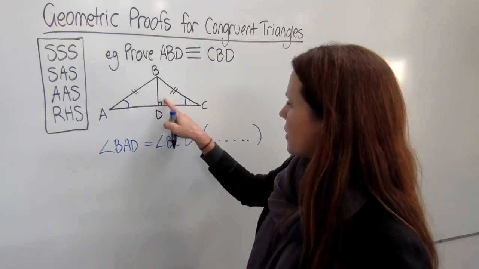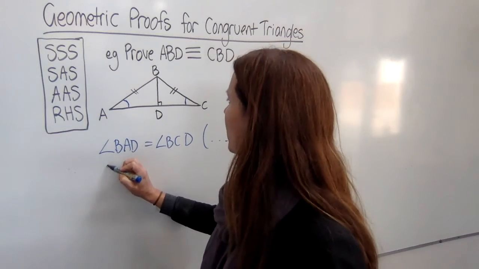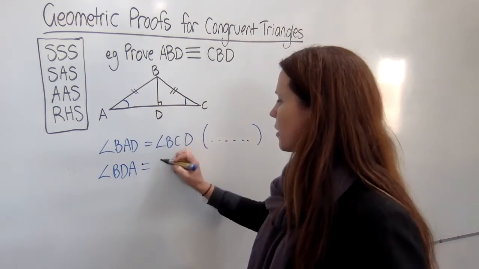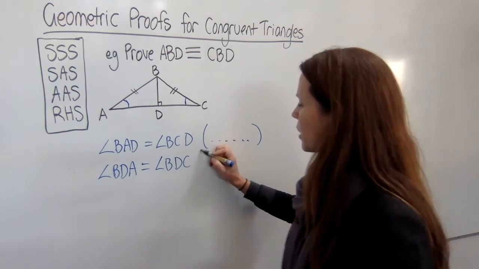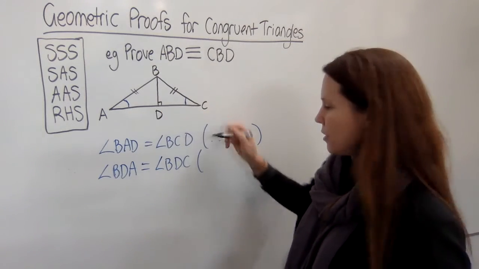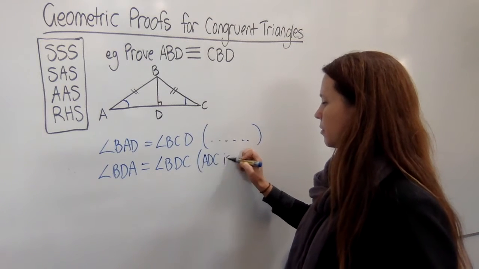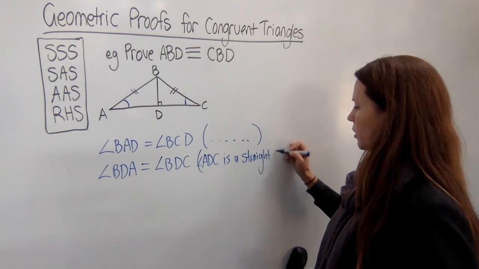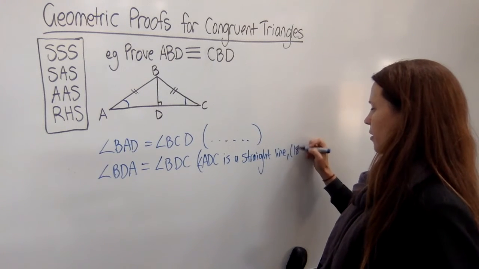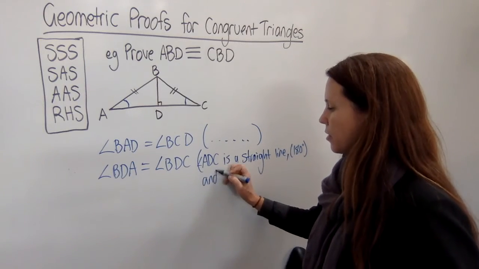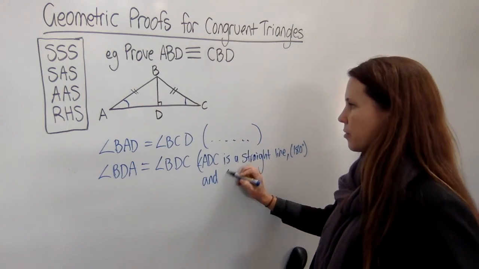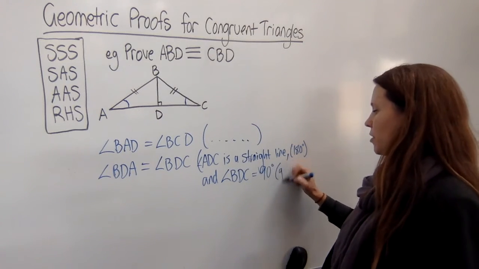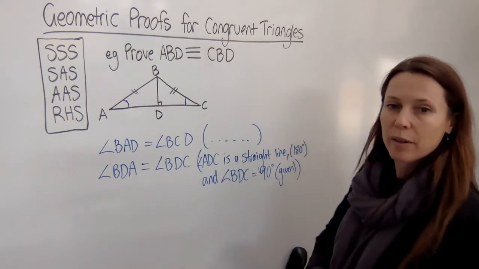Okay, how do I know that these two angles are the same? Well, let's just start by writing that they are. BDA is equal to BDC because ADC is a straight line. We can even call it an angle. ADC is a straight line, in brackets 180 degrees, and we already know BDC is 90 degrees, don't we? BDC equals 90 degrees. How do we know that? It was given to us. So we write given, just be really thorough.